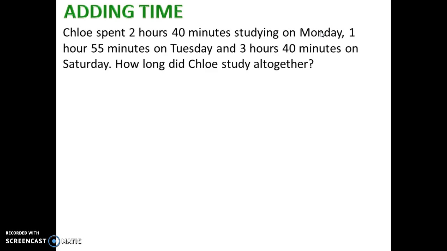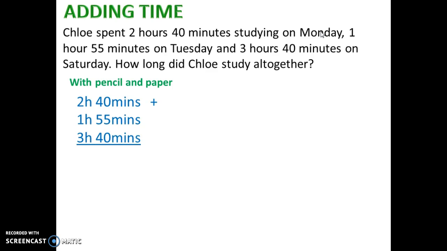Adding time. With paper and pencil, for this one, to work out Chloe's number of hours spent studying, we have Monday, Tuesday, then Saturday, and we add those together. First of all, adding the minutes column, we get 135 minutes. Now that's more than an hour. It's actually more than 2 hours, so we have to split that up. Our 2 hours would be 120 minutes. So that means I've got 2 hours and then 15 minutes left over.